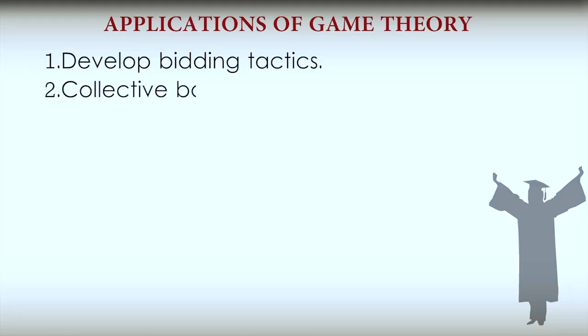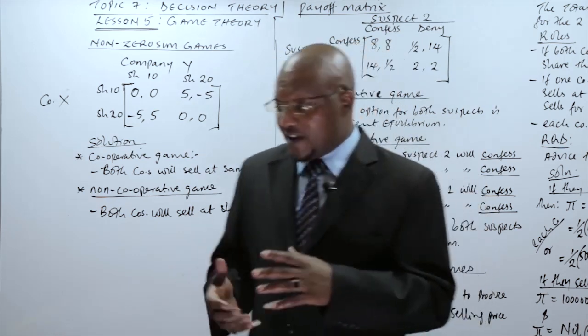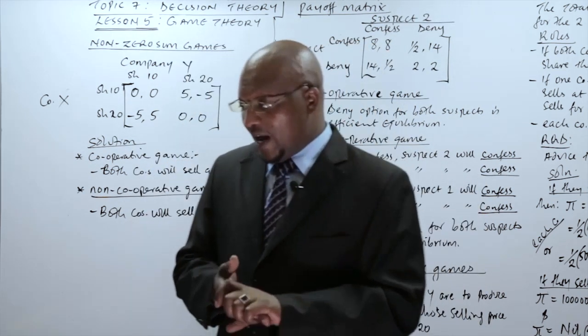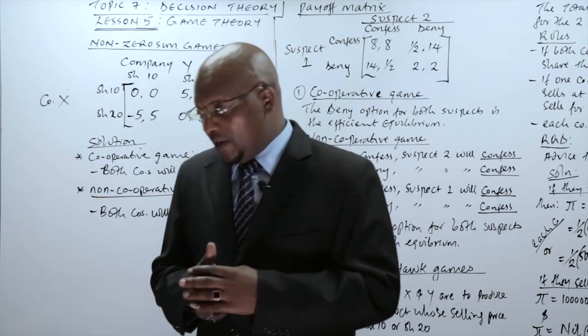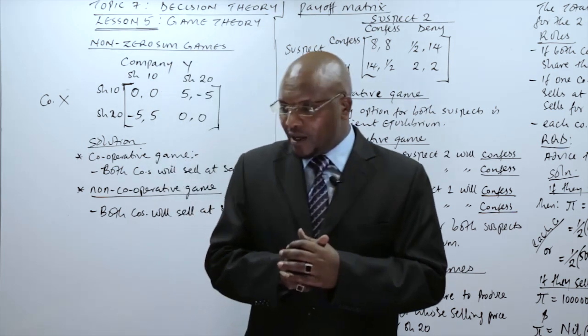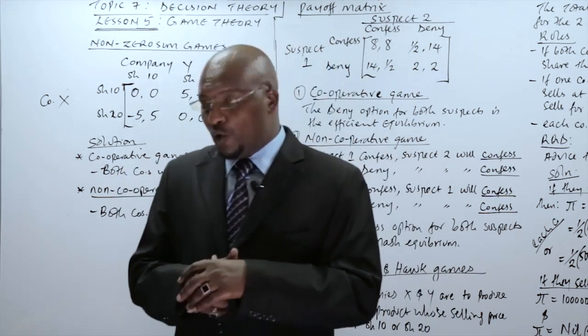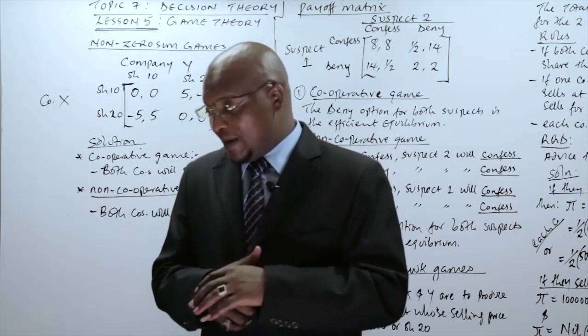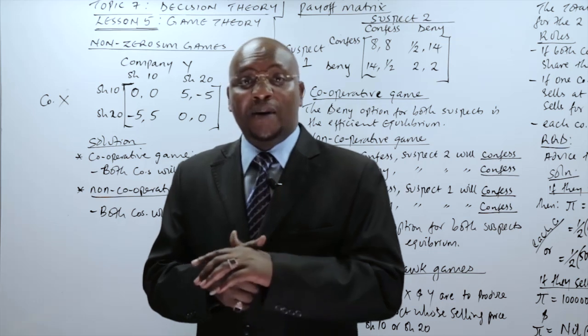Then another is collective bargaining. When you are doing some bargaining, the government, the trade unions, COTU, FKE, they have to apply this game theory. Pricing policies. So how you fix and maybe allocate or indicate the price of your products has also to do with game theory, because other suppliers are also having the same product and they are pricing differently.